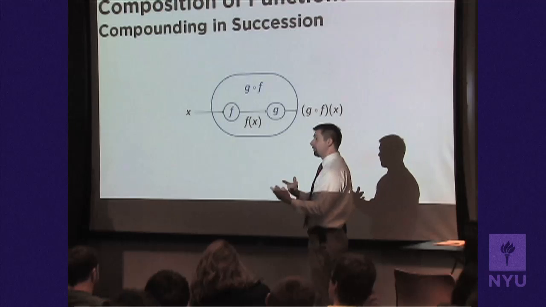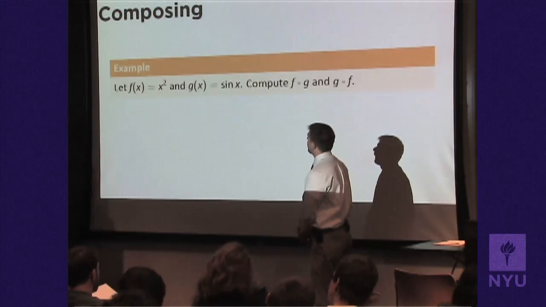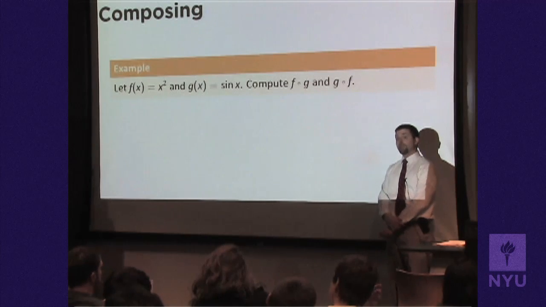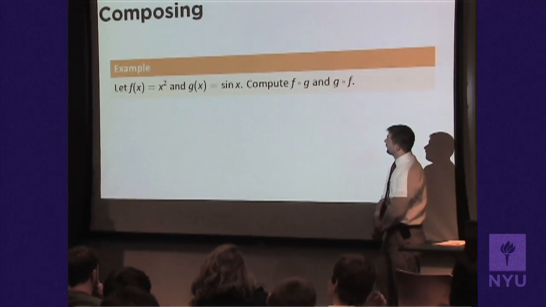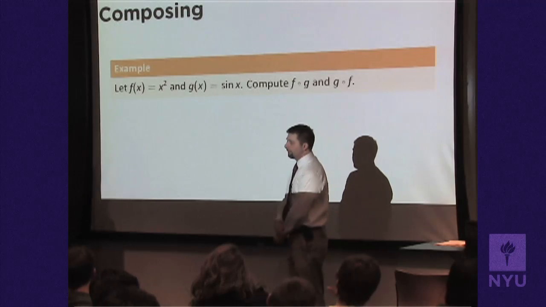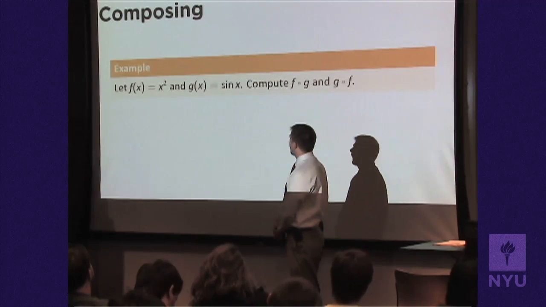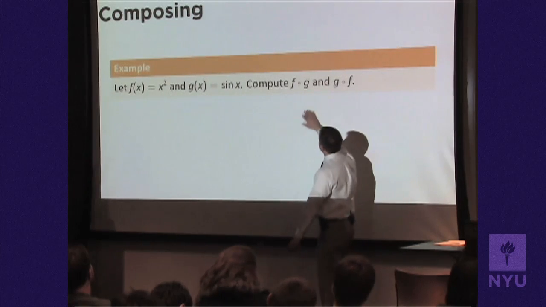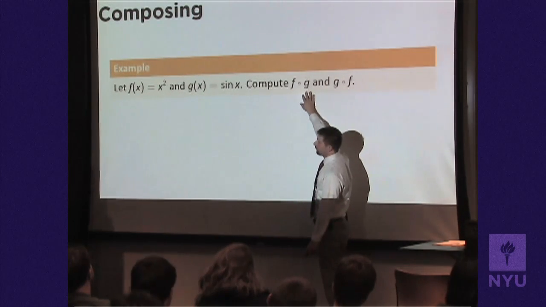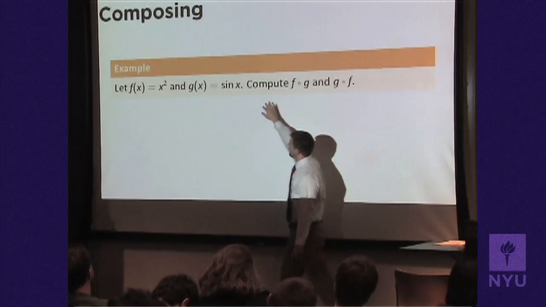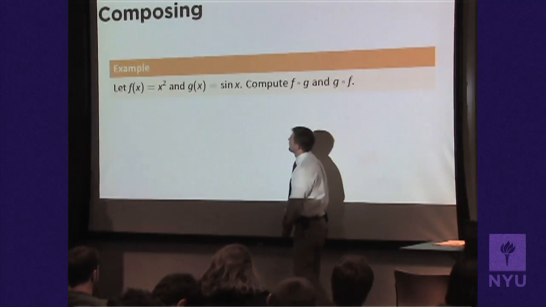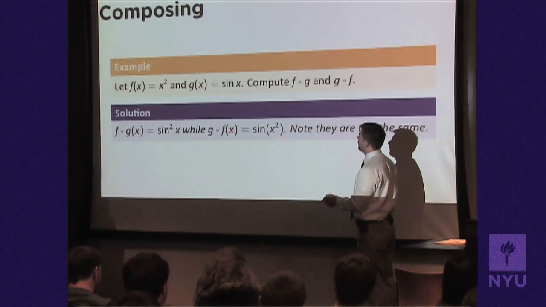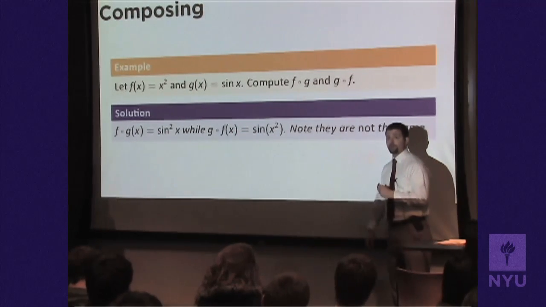If you have formulas for your functions and you're trying to compose them, it's as simple as taking the output of one and plugging it into the input of the other. So for instance, if f of x is x squared and g of x is sine x, what is f composed with g? F composed with g says do g first, then do f. F composed with g is sine squared x. G composed with f is sine x squared.